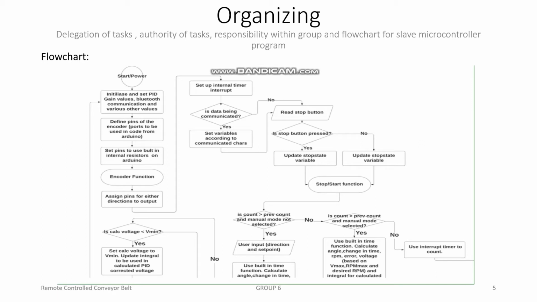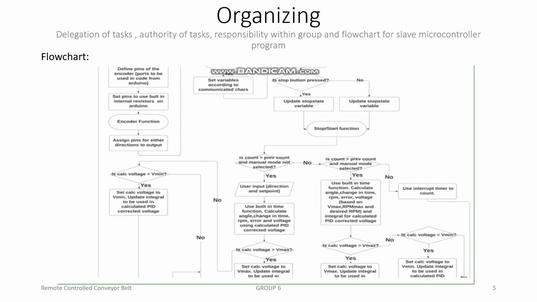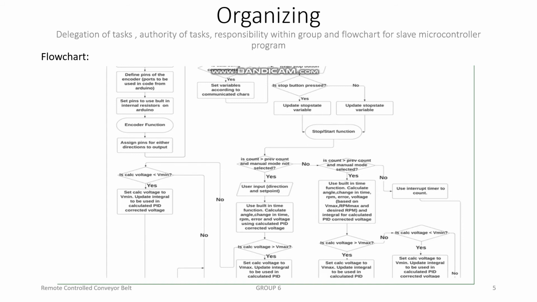The program then checks if data is being received via Bluetooth from the user interface and sets the relevant variables to be these user inputted variables. It proceeds to check if the emergency stop button is being pressed and updates the stop state variable, which is entered into a function that is used to stop the motor when the button is pressed. The program then checks if the count variable set by the internal interrupt timer has increased and whether manual mode has been selected or not, thus executing the proceeding code according to the set sampling time of 100 milliseconds.